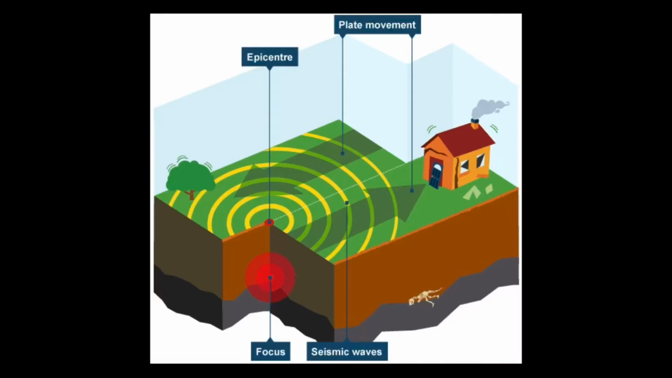Now, the part that is underground inside the earth where the movement began is called the focus, as you can see marked with the big red dot. Directly on top of the focus is the epicenter. This is the part on the surface of the earth where the earthquake can be felt the hardest.